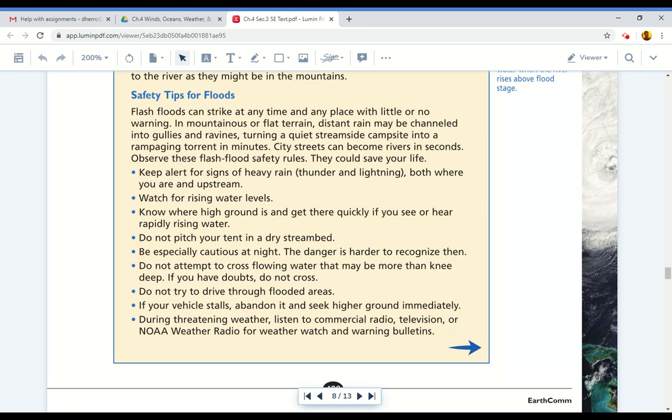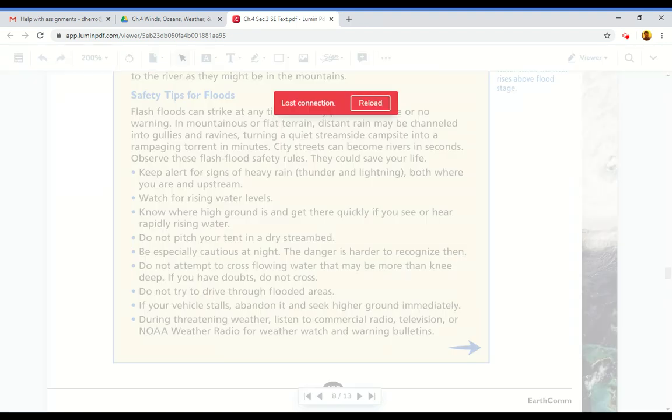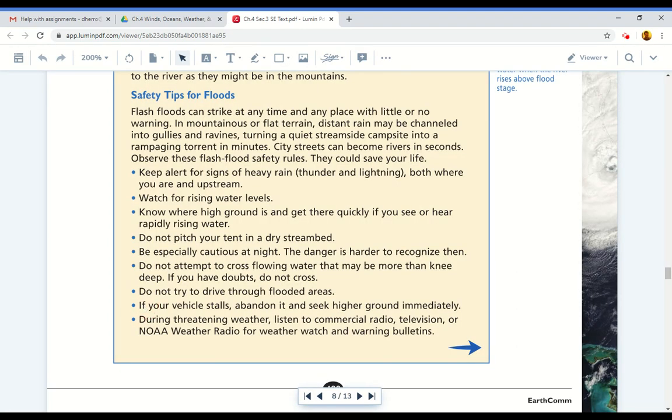Do not attempt to cross flowing water that may be more than knee deep. If you have doubts, do not cross. Do not try to drive through flooded areas. If your vehicle stalls, abandon it and seek higher ground immediately. During threatening weather, listen to commercial radio, television, or NOAA weather radio for weather watch and warning bulletins.